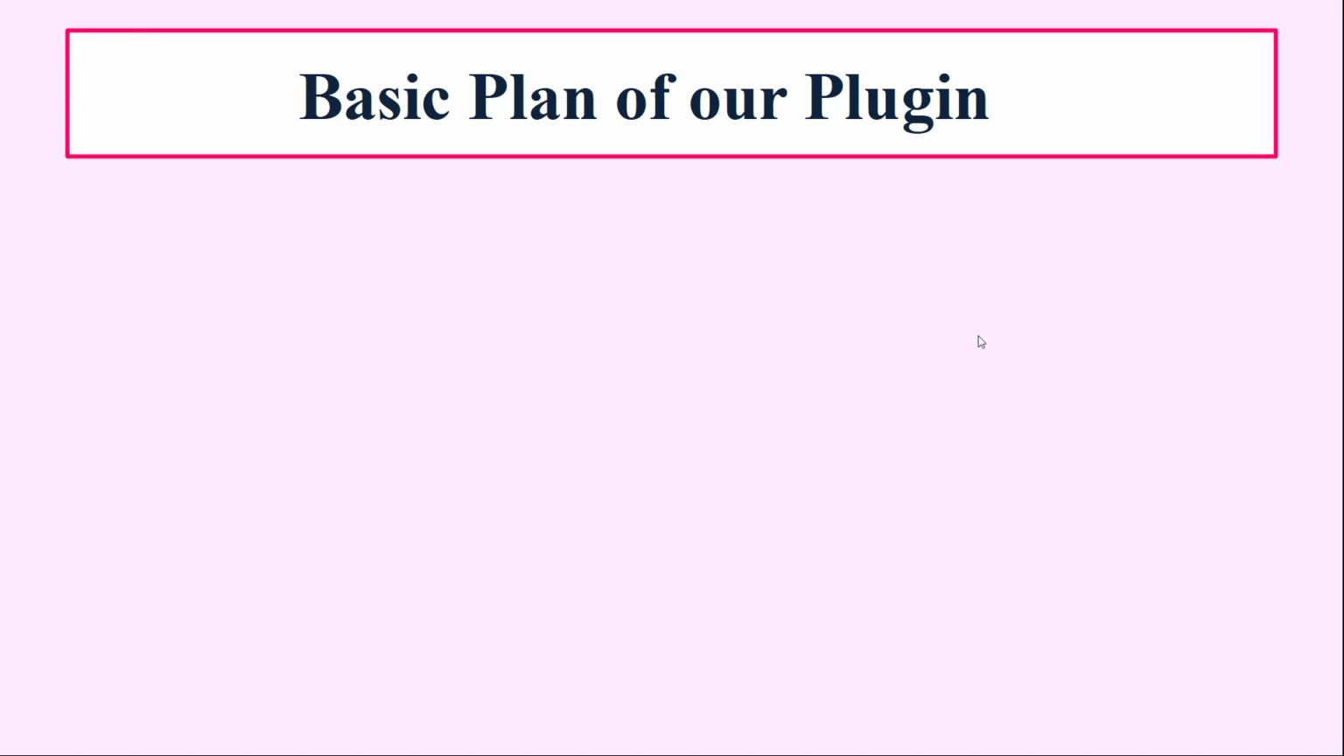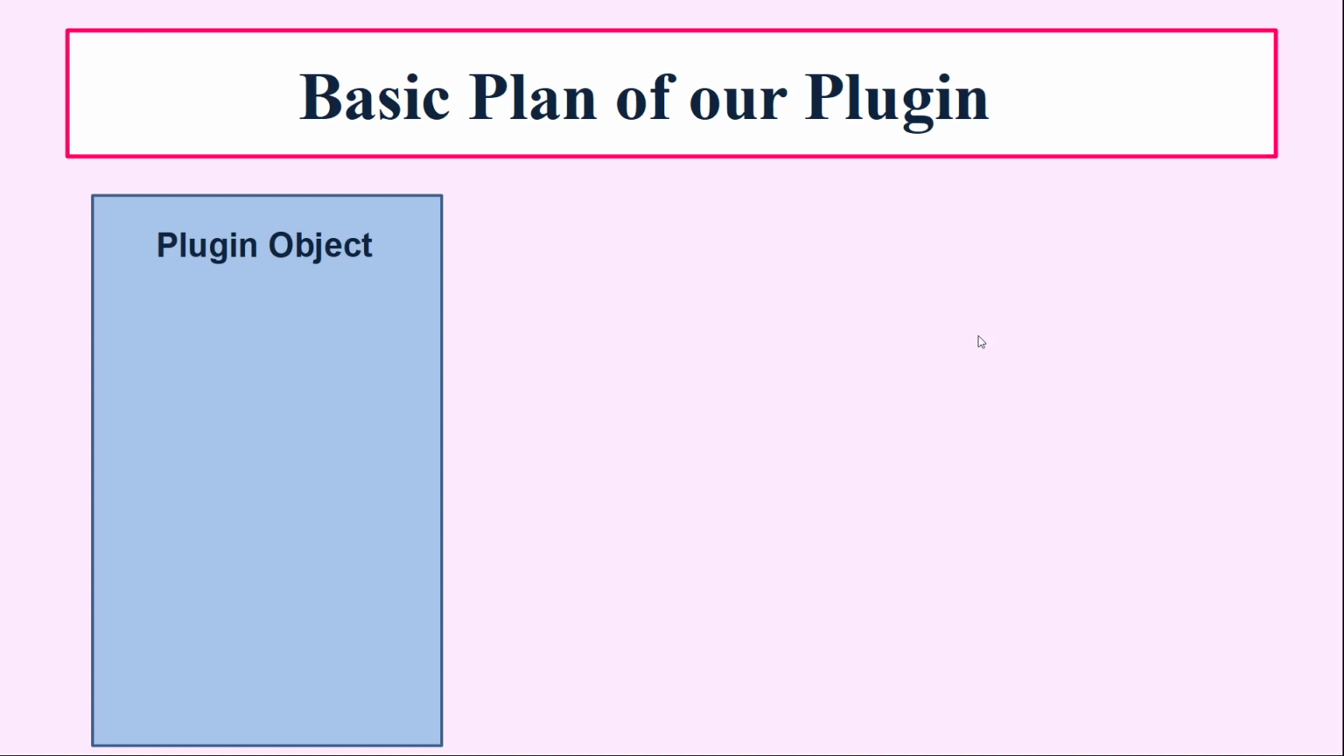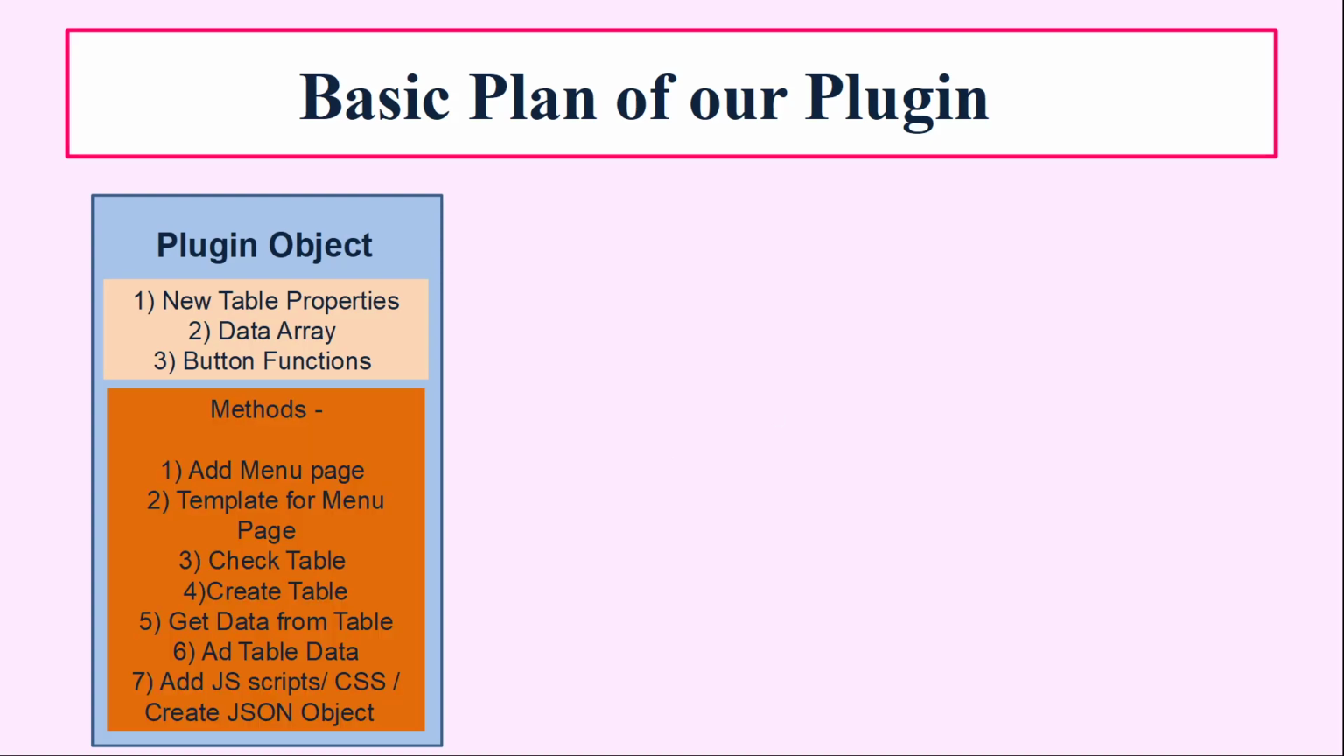So the basic structure that I want is I'm going to be doing it all in OOP. So I'm going to be creating a plugin object, and this plugin object will have a number of properties that will include the data, the new table properties that I want, the button functions, the data array that I'm going to be using. It's going to have a number of methods like add menu page, template for menu page.